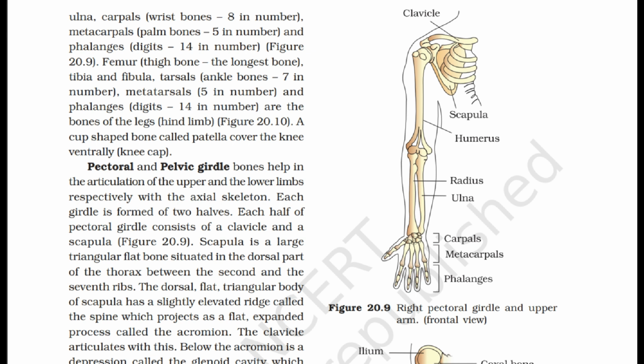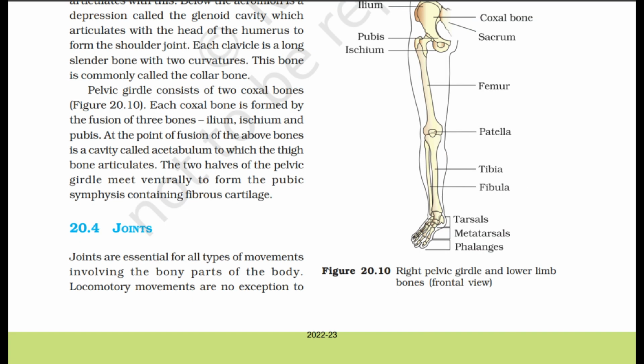The dorsal, flat, triangular body of the scapula has a slightly elevated ridge called the spine, which projects as a flat, expanded process called the acromion. The clavicle articulates with this. Below the acromion is a depression called the glenoid cavity which articulates with the head of the humerus to form the shoulder joint.